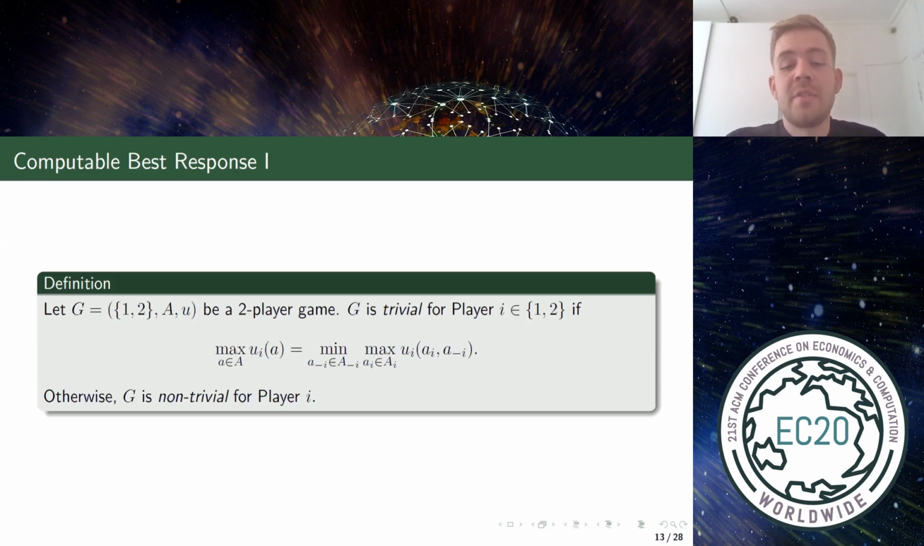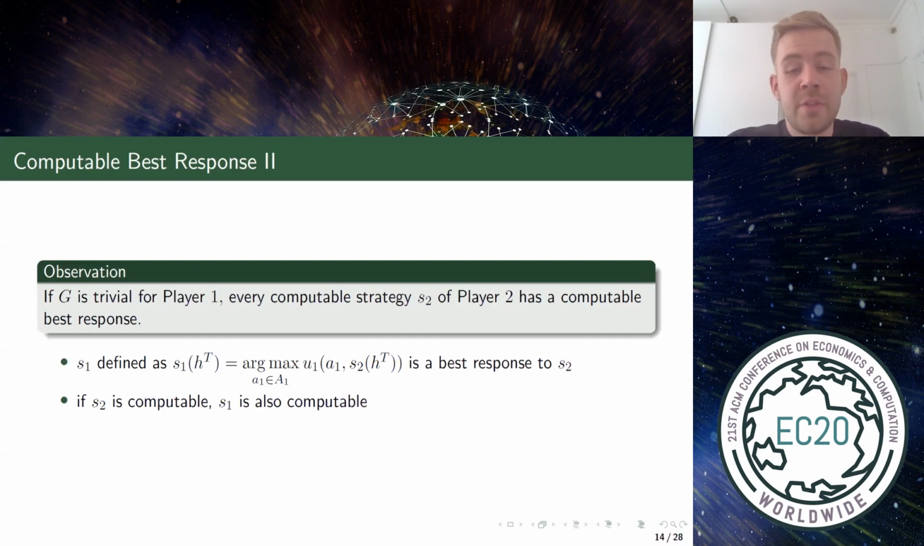Notice that if G is trivial for player 1, no matter which action player 2 plays, player 1 can always obtain the maximum stage payoff, as long as he knows what player 2 is going to play in each stage. This leads to the following observation. If G is trivial for player 1, then every computable strategy S2 of player 2 has a computable best response, which in each stage computes the next move of player 2 and plays the action maximizing the payoff in the current stage.